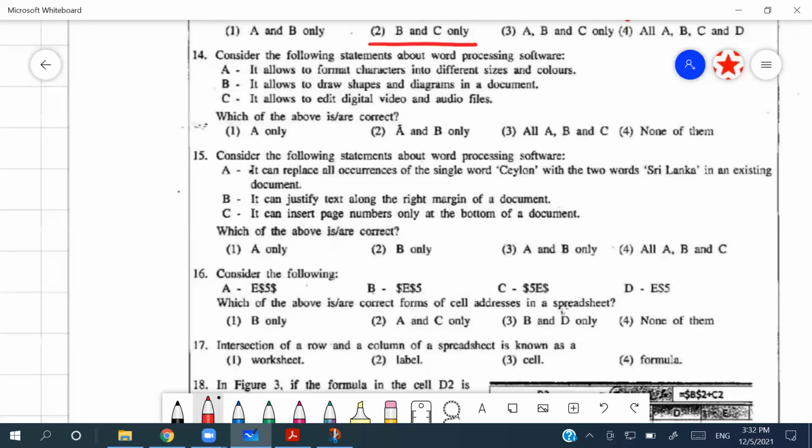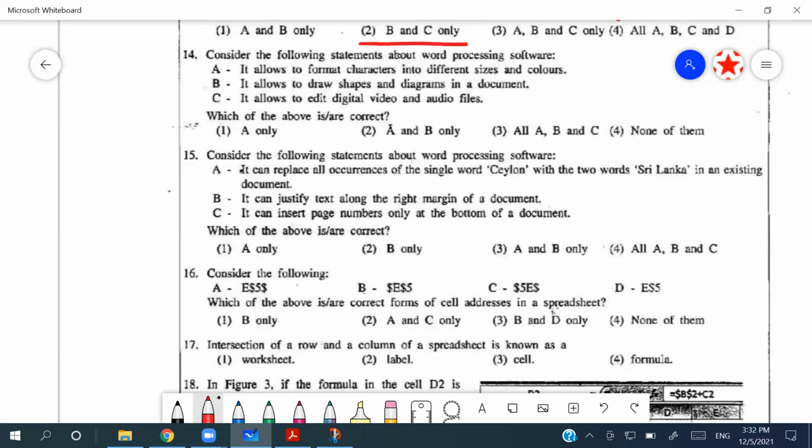It can replace all occurrences of the single word Ceylon with the two words Sri Lanka in an existing document. Yeah. We can do it using find and replace, right? So if they are asking for the correct one, yes, A is correct. It can justify text along the right margin of a document. Yes, of course, right alignment can be done.